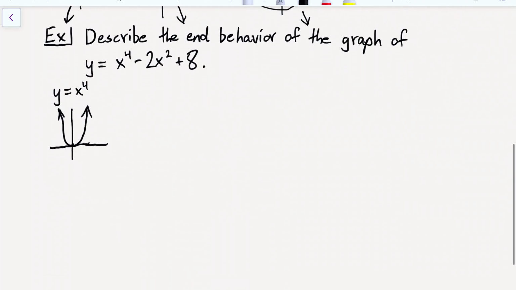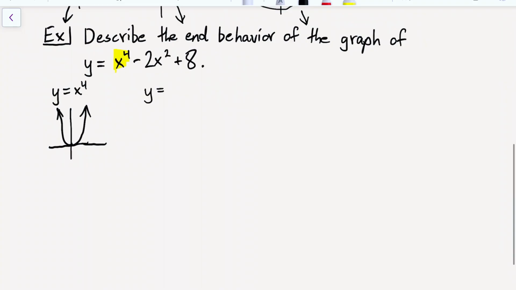Let's look at one more example. I want to describe the end behavior of the graph of y equals x to the fourth minus 2x squared plus 8. Let's just look at the leading term, x to the fourth. The toolkit function for y equals x to the fourth is shown here. It's similar to a quadratic function. It's just a steeper curve.